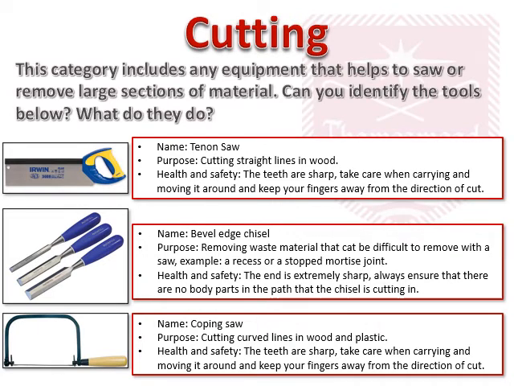This chisel here is called a bevel edge chisel because there's an angle at the sides. It's for removing waste material that can be difficult to remove with a saw. So for example, if you're doing a mortise joint or you're doing a little recess inside something, you can't saw that, so that's what the chisel is often used for. The last tool there is a coping saw. It's for cutting curved lines and has a much thinner blade, so you can move it around different ways.